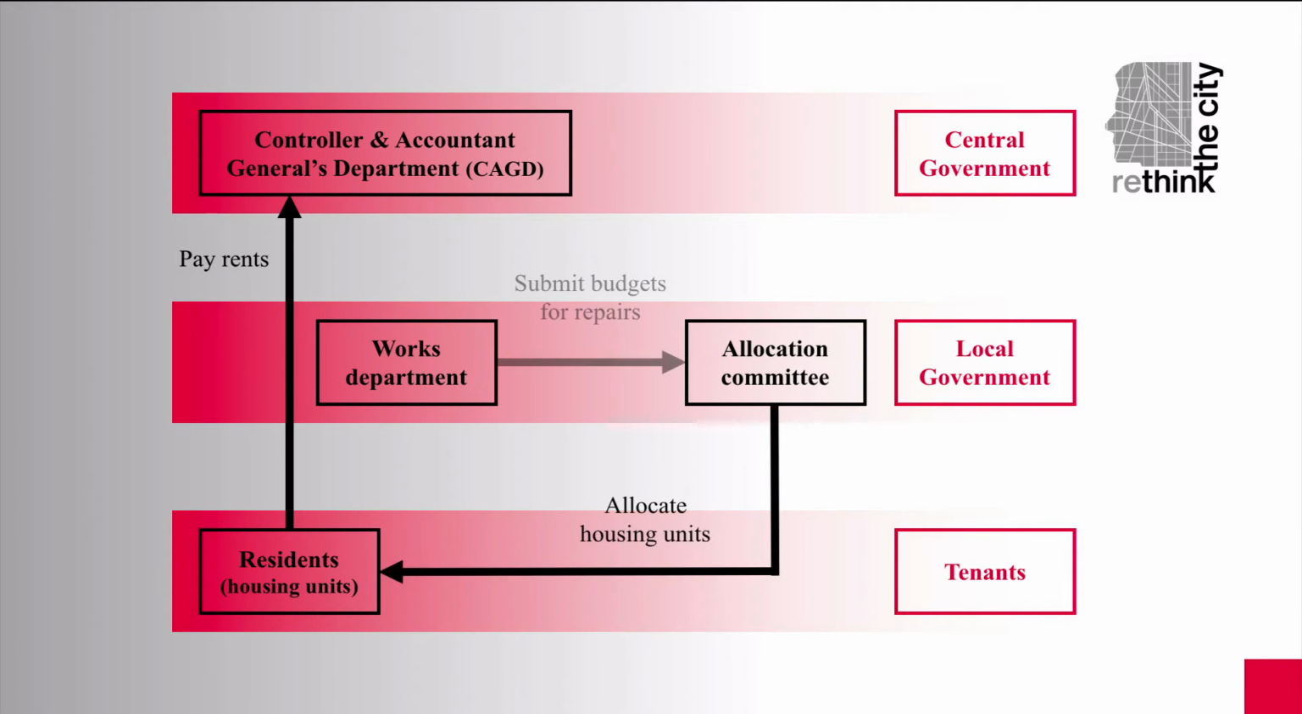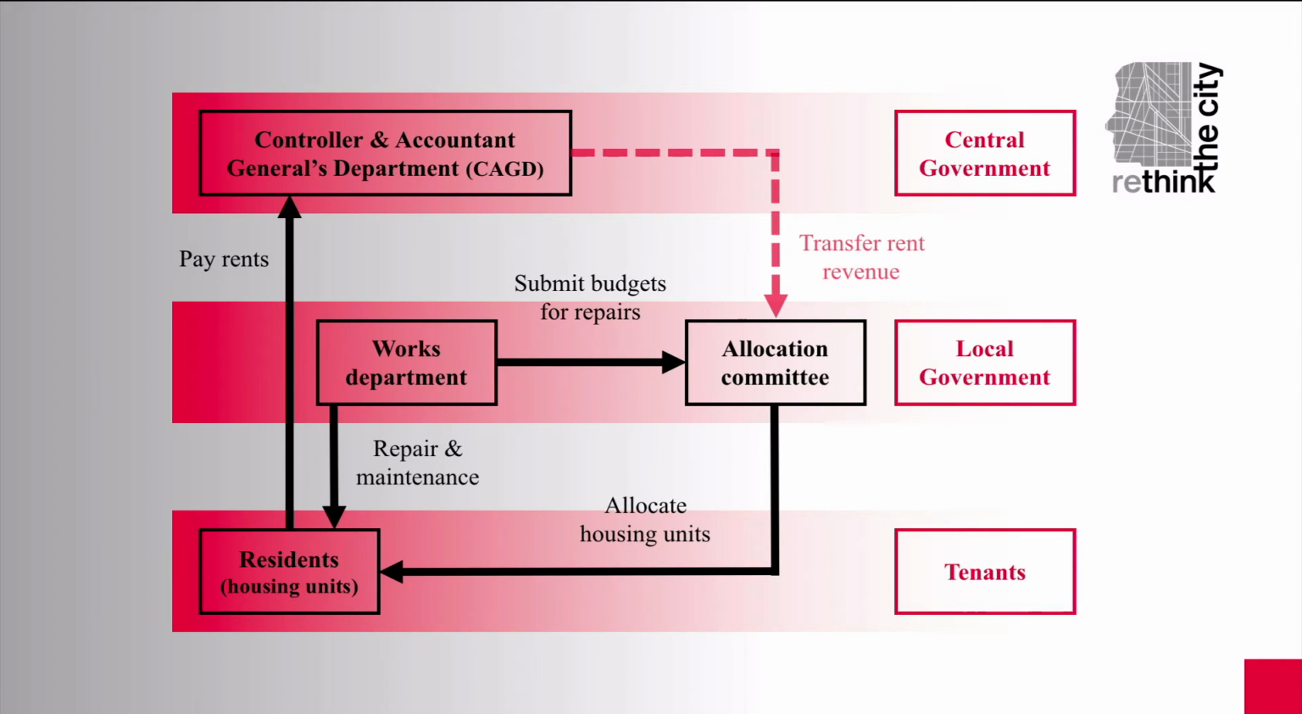At the vertical level, a central government agency, the Controller and Accountant General's Department, collects rents by direct deductions from tenants' income. At the district level, there is a horizontal relationship between the Works Department and the Allocation Committee, who must act jointly to maintain the houses. But all these relationships do not work together well. Also, these departments are not under one authority in order to promote effective control.